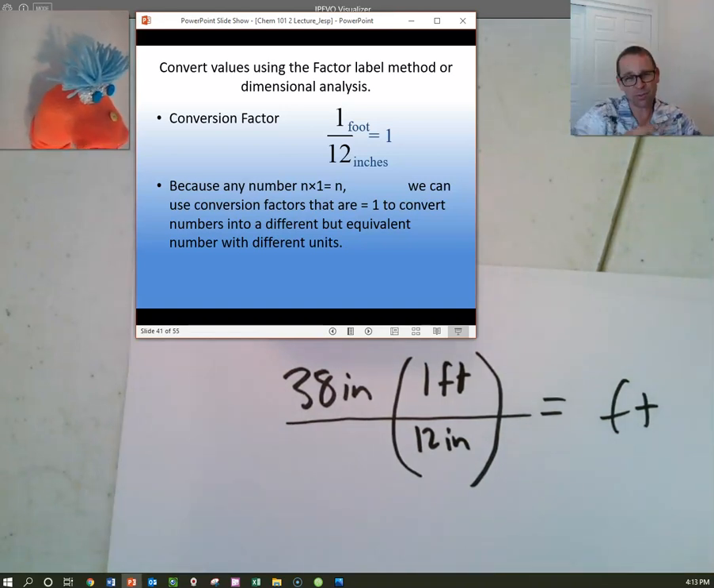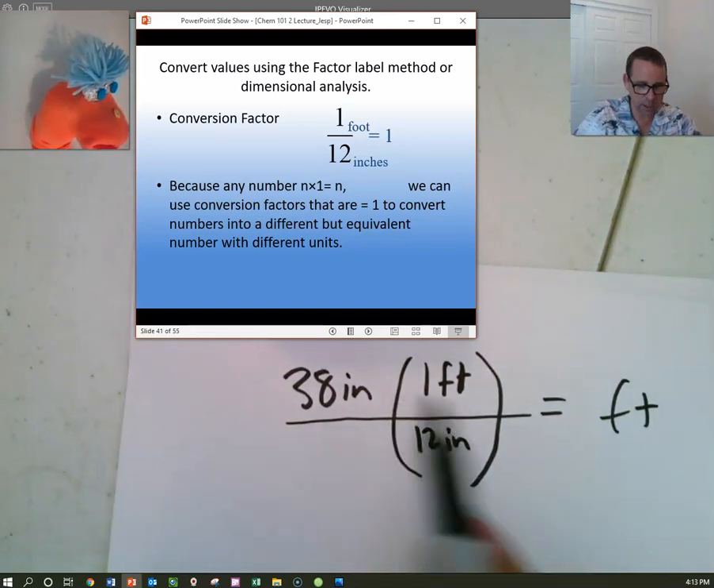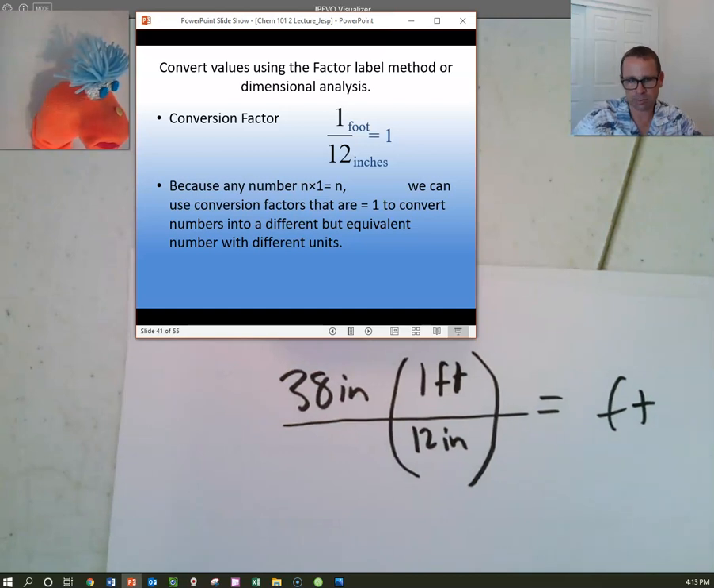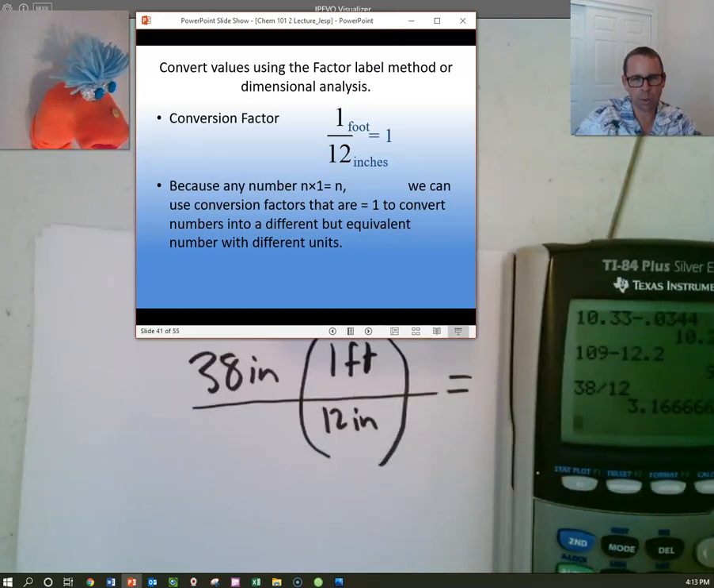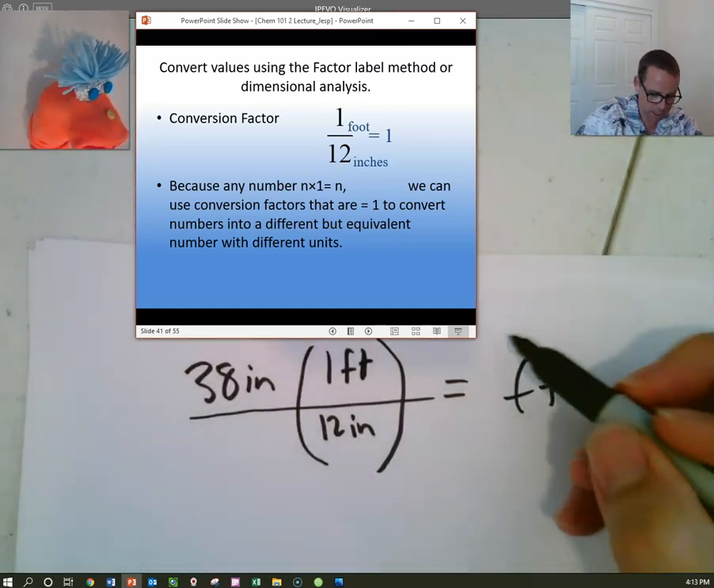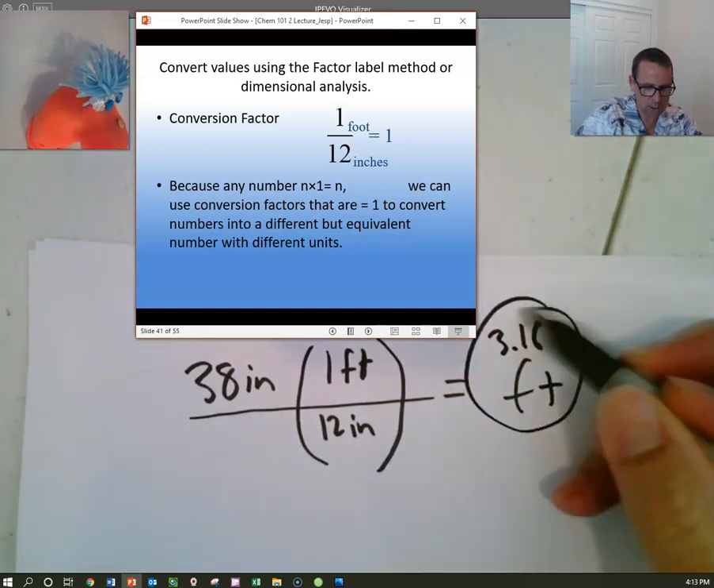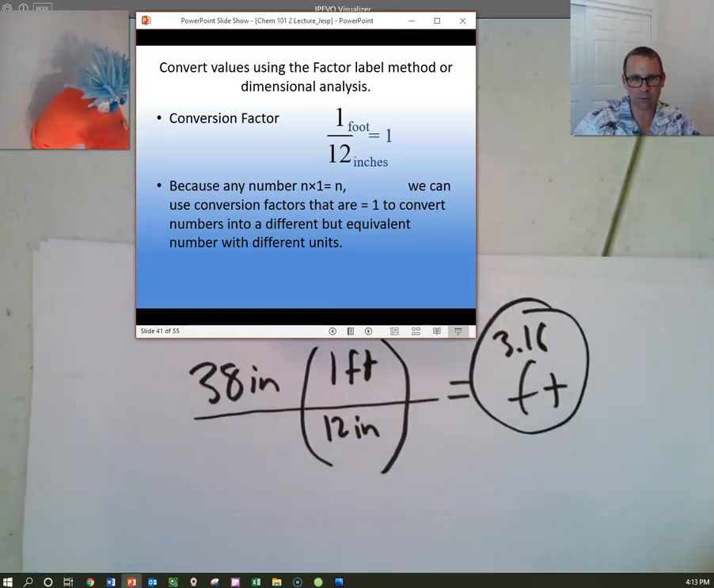And so what that does for me is it helps me see the kind of math that needs to occur. So then I take the 38 divided by 12, and I get 3.16 as my answer. And that is my answer with the units in feet.